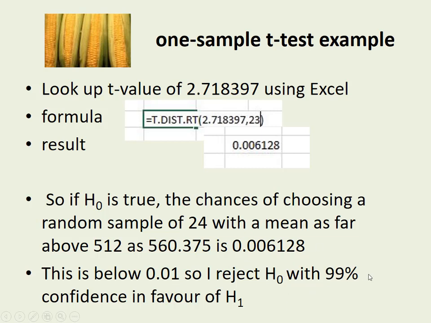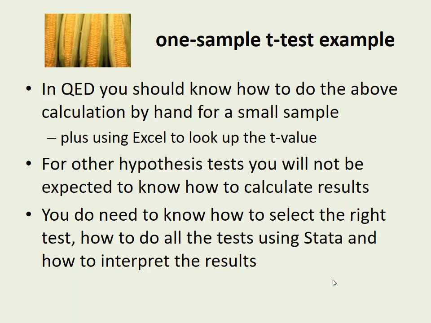If you're writing this up in a report, dissertation, or coursework, you'd give this as the p-value and then say, oh look, it's below 5%, it's also below 1%. Because it's below 1%, you just report this standard thing that you can reject at the 99% confidence level. You could say at the 1% significance level, which means the same thing.